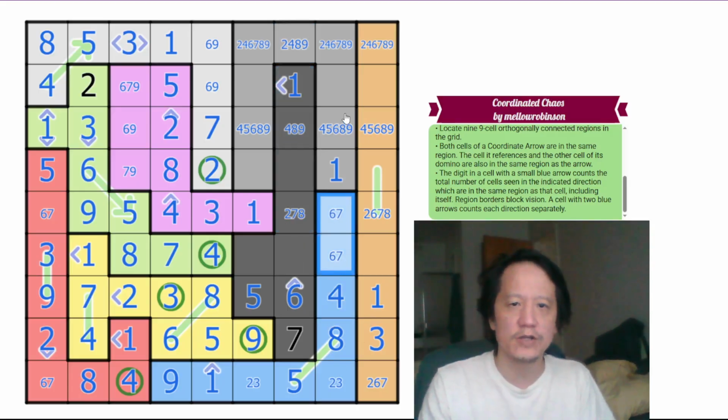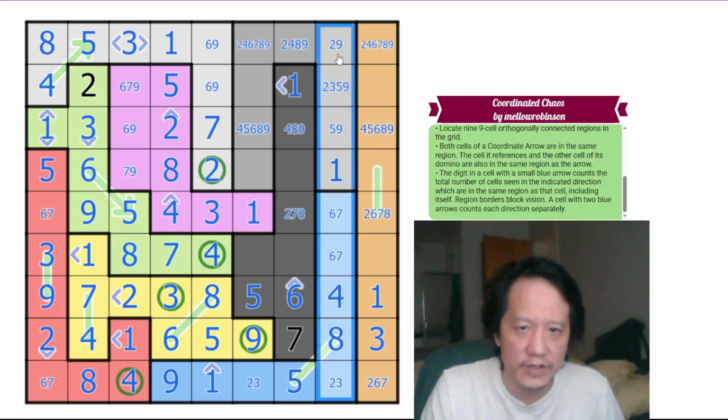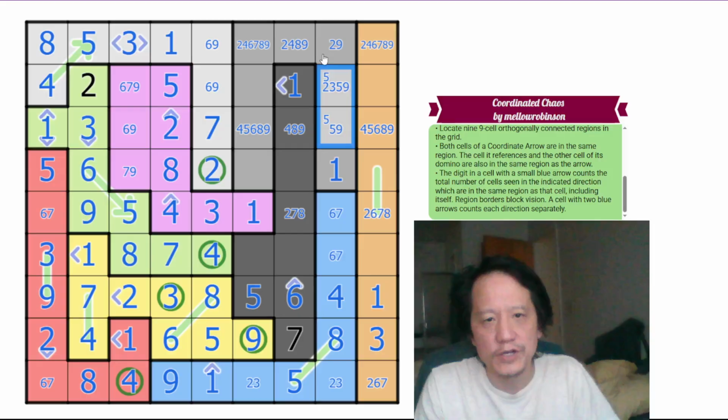This 6, 7 pair eliminates 6 and 7 in the rest of the column. And you can't have 4, so it must be 2, 3, 5, 8, and 9 here. It can't be 8. 2, 3, 5, or 9 in the rest of column 8. We know 5 has to be here. We know 9 has to be here.